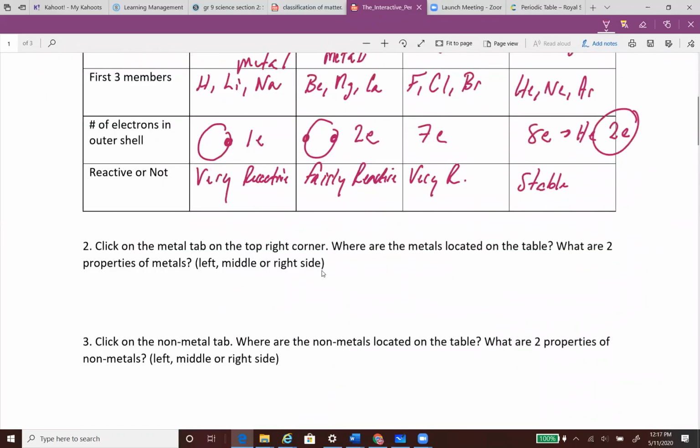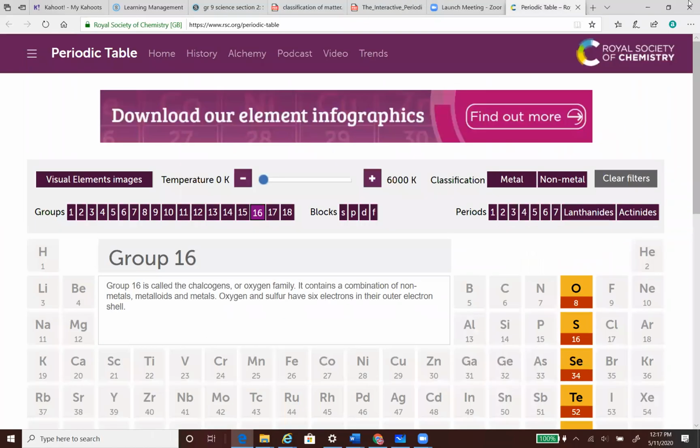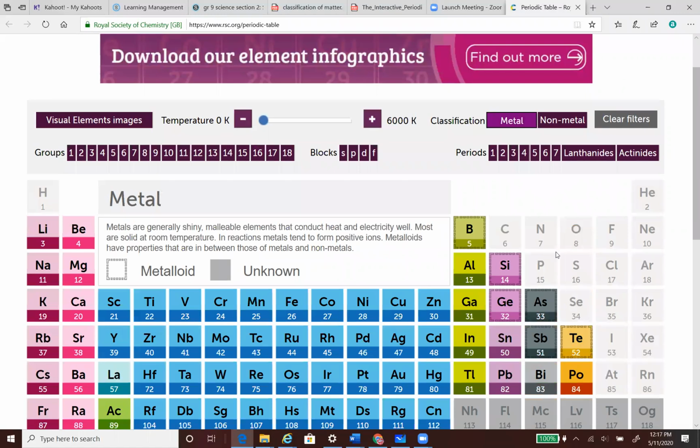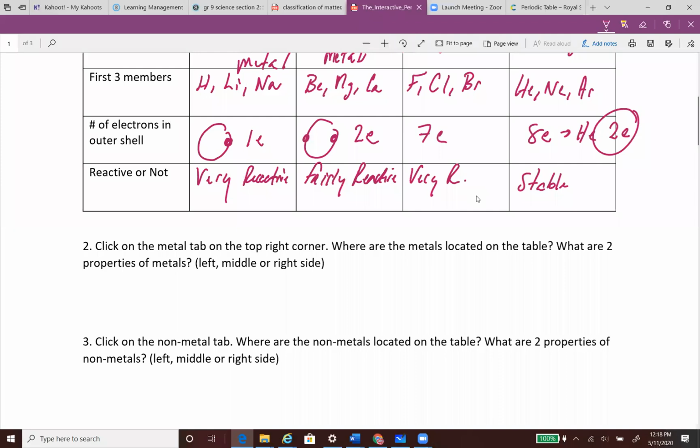Second part is the metals tab. So where are the metals located? So if we click on metals, you can see the metals are located to the left of that staircase. So we'll say that they're on the left side and in the middle. Definitely not on the right side. Okay, so they're basically to the left of the staircase. I'm going to call it a staircase.